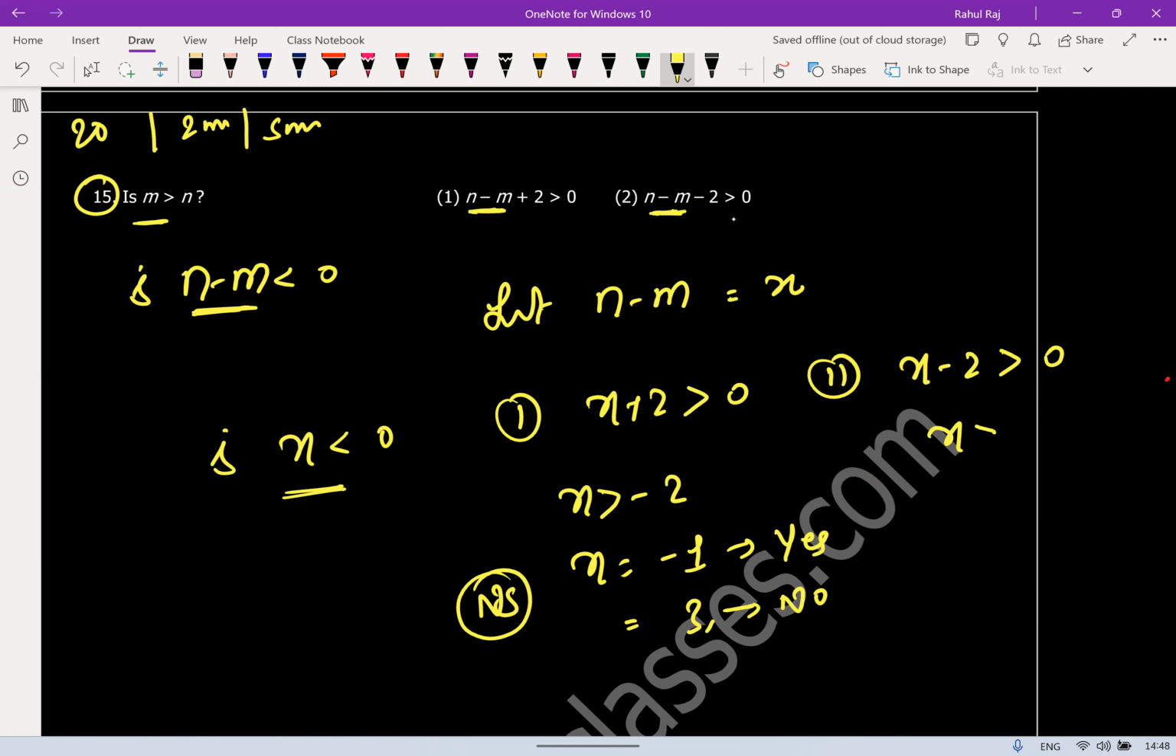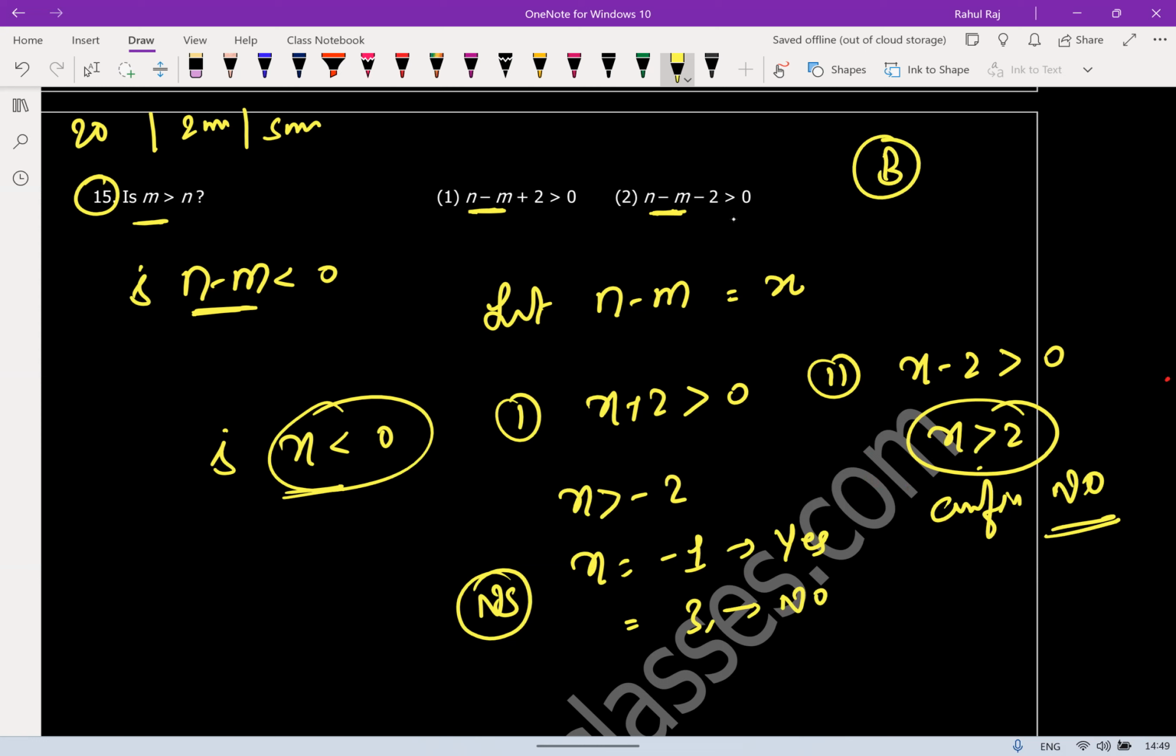Option number 2 says X is greater than 2. If X is greater than 2, X will never be less than 0. So it's a confirmed no answer. It's like being asked, is your name Rahul, and you have a definite no answer to it. Simple logic, sir. Understood? So B is the right answer.